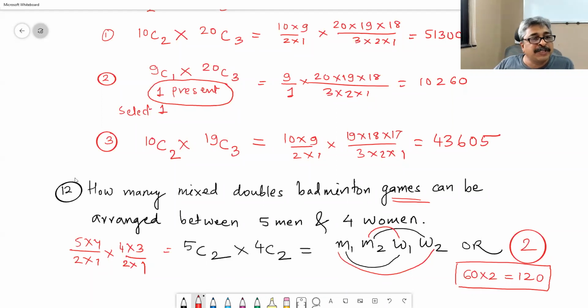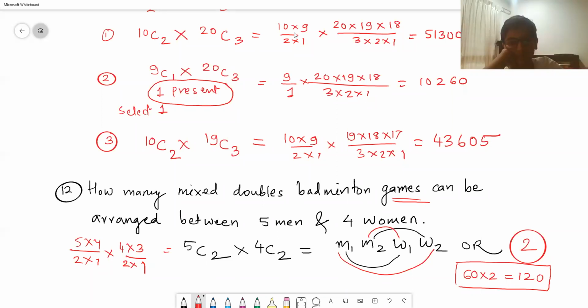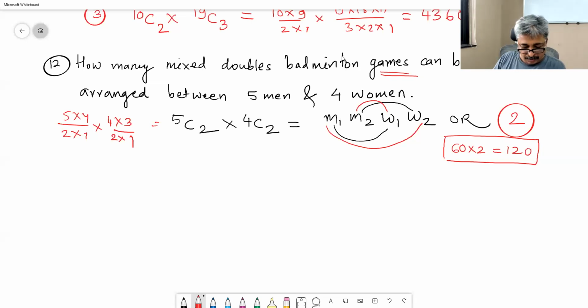Have you understood this? Yes, sir. Next, find the total number of diagonals.